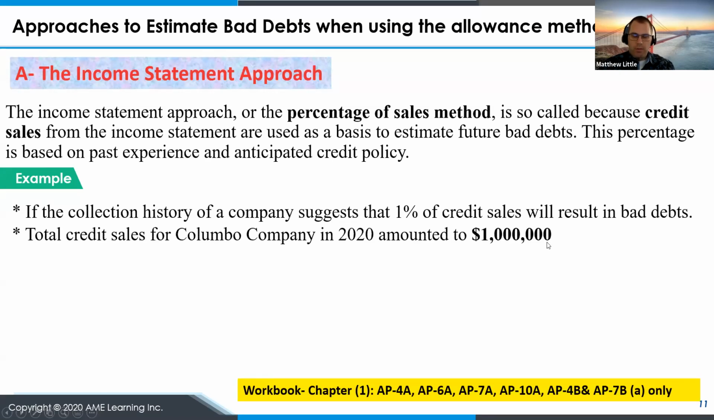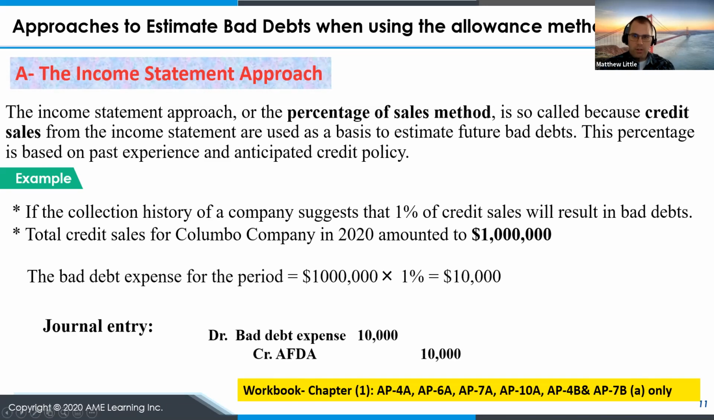So, example, if our collection history says that about 1% of our credit sales will result in bad debts, and we're also told that credit sales for our company was $1 million. So in this situation, we'll take the $1 million times 1%, giving us 10,000. And our journal entry then would be to debit our bad debt expense for 10,000 and set up the allowance for doubtful account, AFDA, for $10,000. Again, the contra account to our AR. Various workbook exercises noted below.